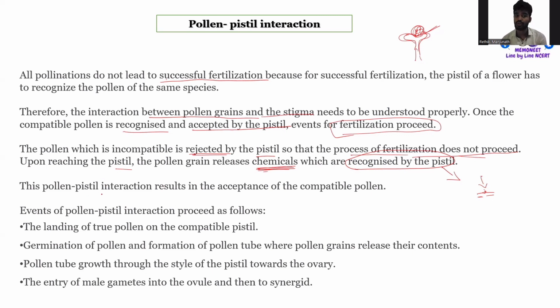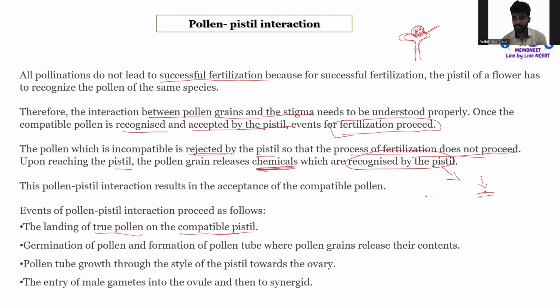Okay. So how does this pollen-pistil interaction result in the acceptance of the compatible pollen? When studying that, you just need to understand this one basic process. Once the pollen grain of the same species lands upon the compatible pistil, the pistil of the same species, then only will there be germination of the pollen tube.